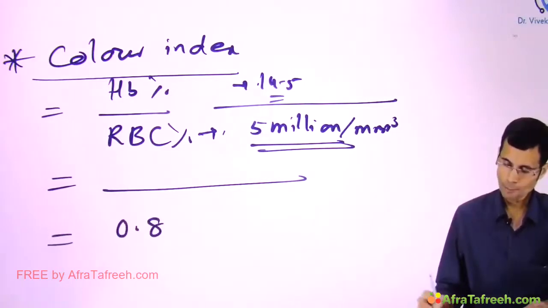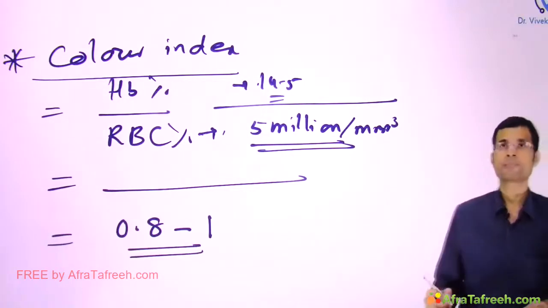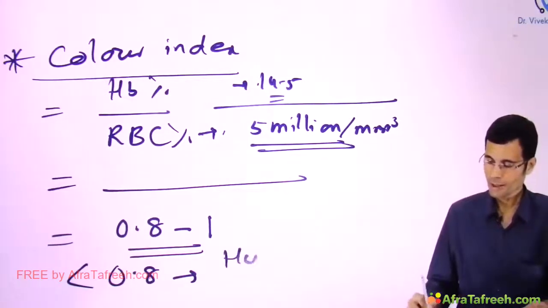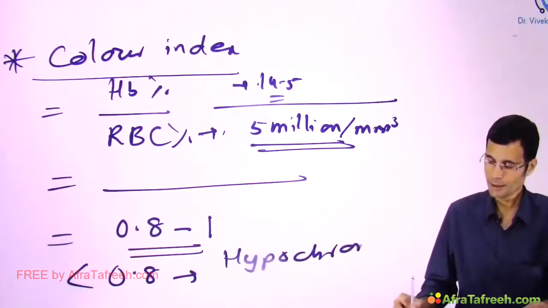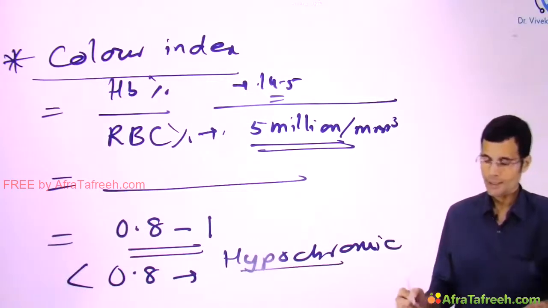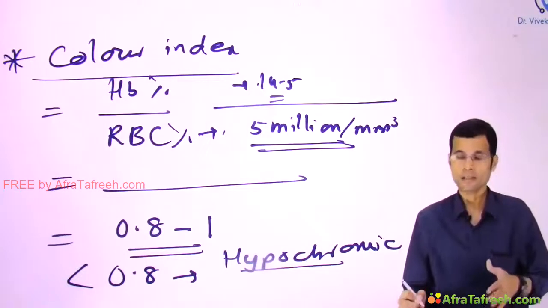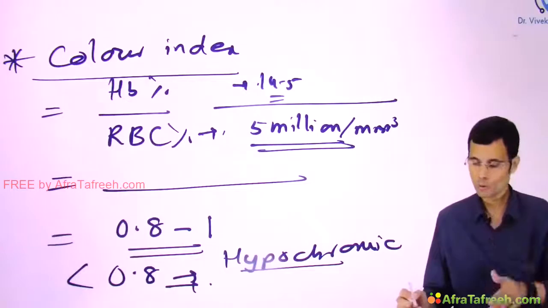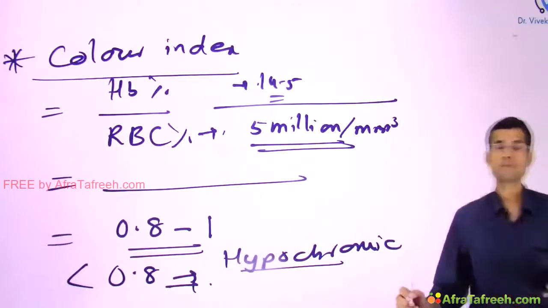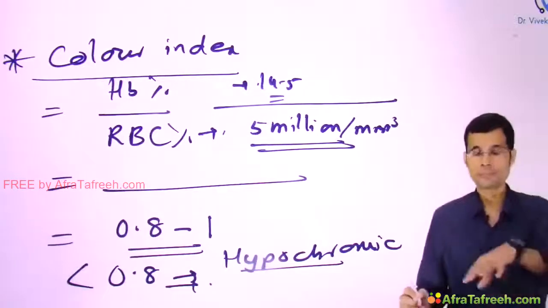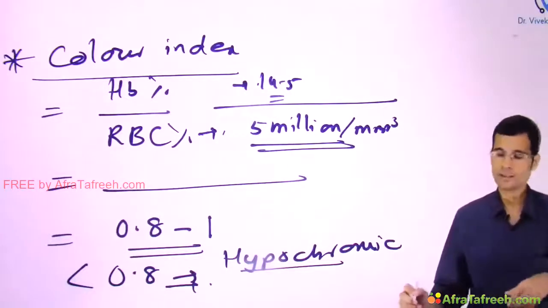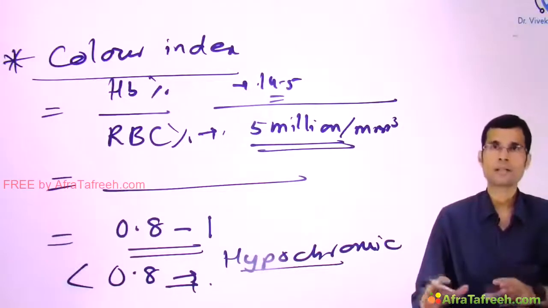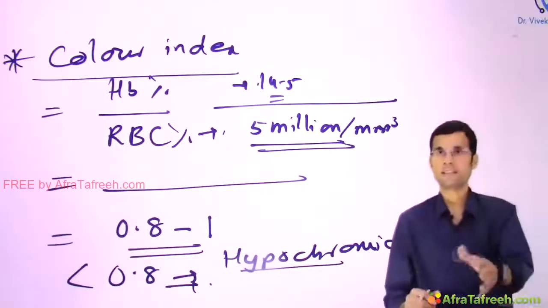Normal value is about 0.8 to 1. And if it is less than 0.8, we call it hypochromic anemia. And if the anemia has a color index between 0.8 and 1, we call it normochromic anemia. So color of the RBC because of its hemoglobin, and based on that, this calculation is called the color index. So these were some of the aspects of blood or hematology normally discussed in physiology.